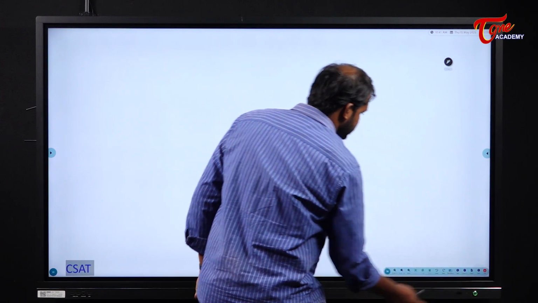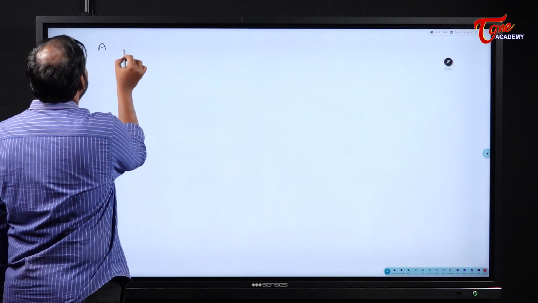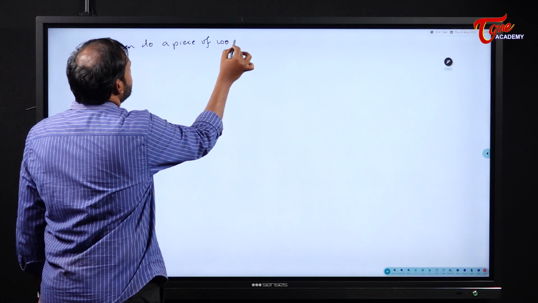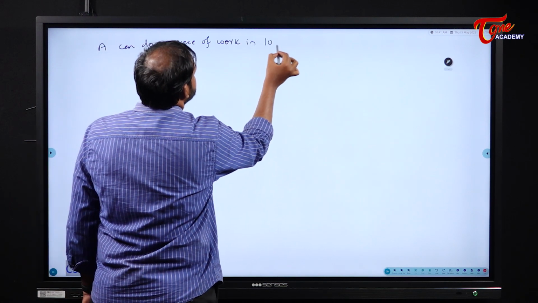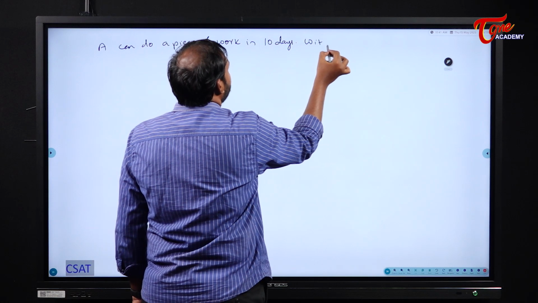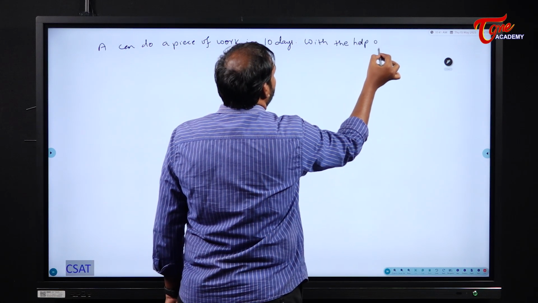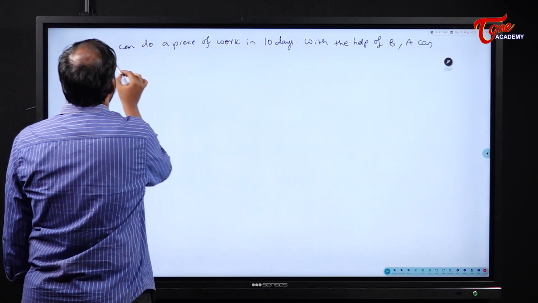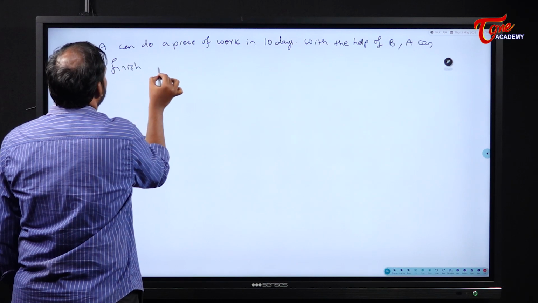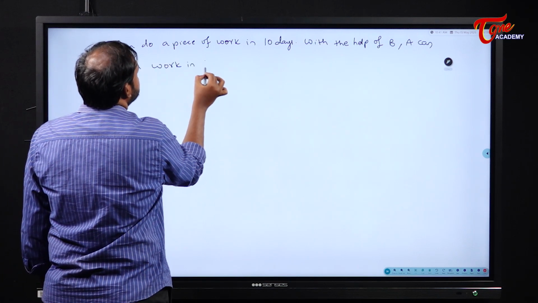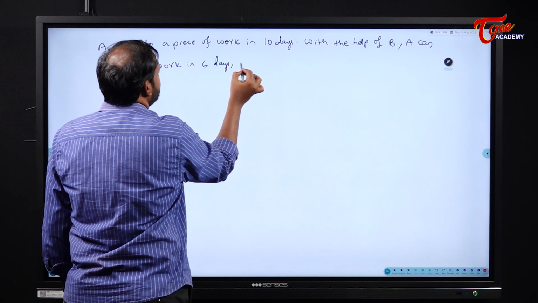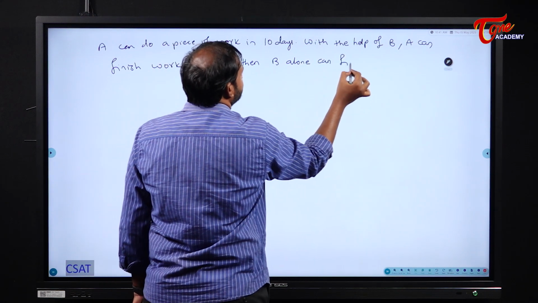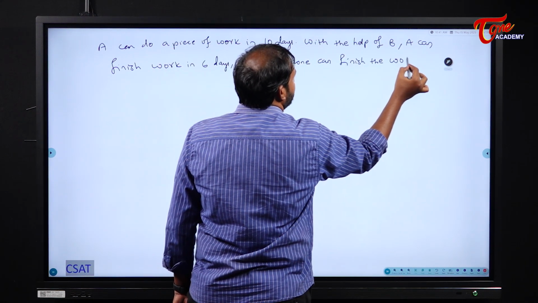Next one, we will see one more example. Now, A can do a piece of work in 10 days. With the help of B, A can finish the work in 6 days, then B alone can finish the work in how many days?